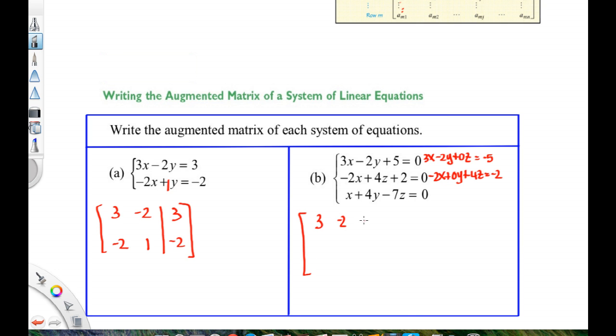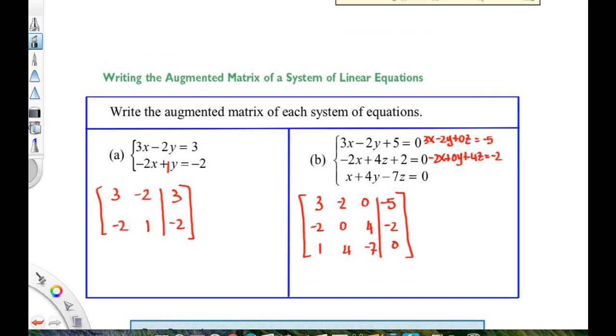3, negative 2, 0, and negative 5. Negative 2, 0, 4, and a negative 2. And then finally 1, 4, negative 7, and 0. And make sure we show that there's an equal sign.